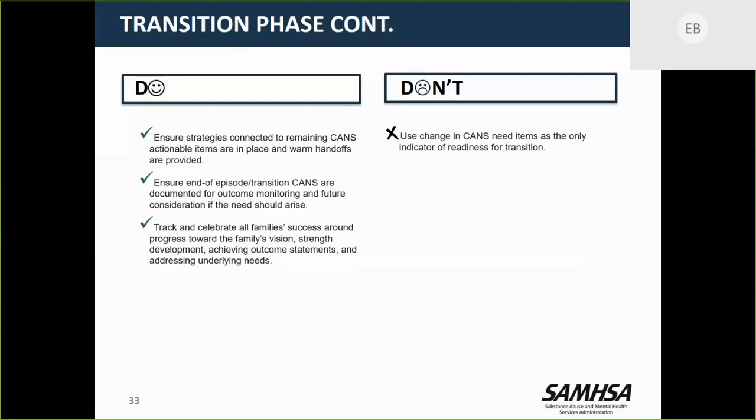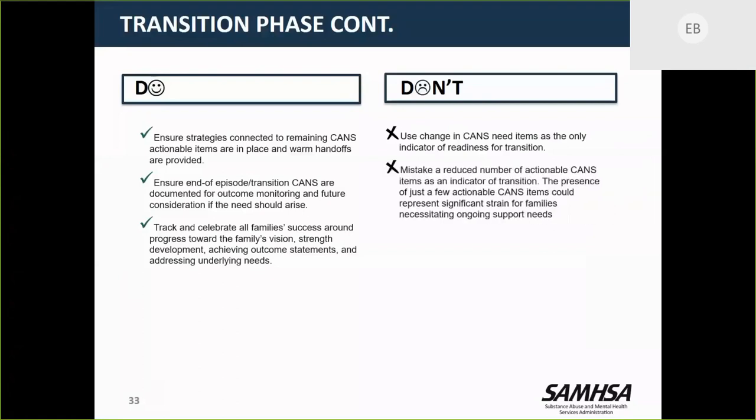And part of that warm handoff can be providing an end of wraparound process CANS to help providers that might continue to support this family and others understand what some of the needs are that remain. And certainly, as John was saying, celebrate family successes around progress towards achieving their family's vision and strength development, and that can partly be in examining and admiring and celebrating progress on the CANS.